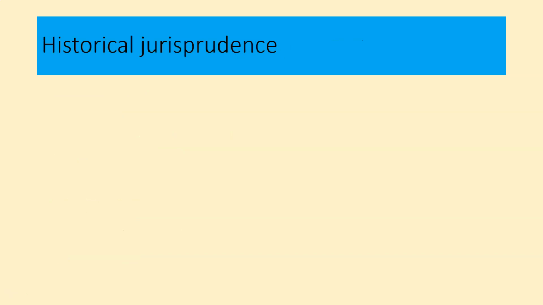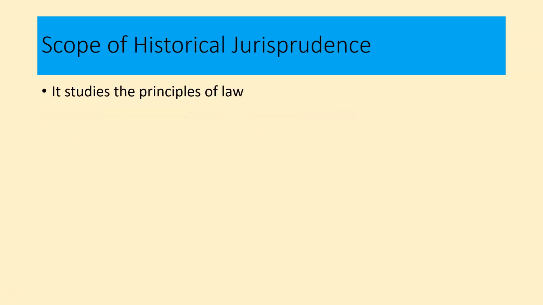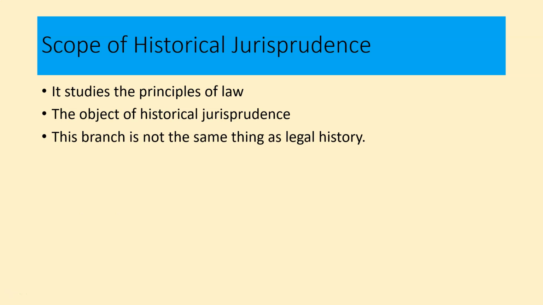Historical jurisprudence. It studies the history of law and the evolution of law over a period of time, and also amendments and the introduction of new principles of law. Scope. It studies the principles of law in their origin and the developments that take place over a period of time. We can say that it gives the past history of important existing legal conceptions and principles of a particular system.